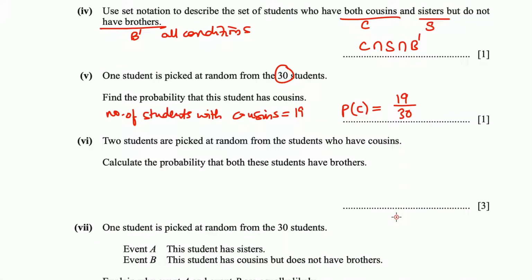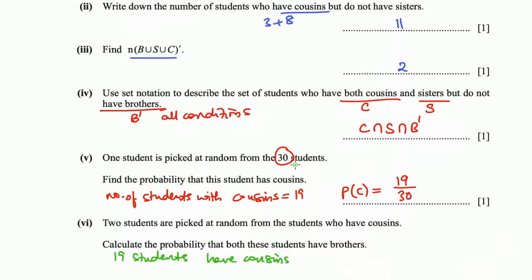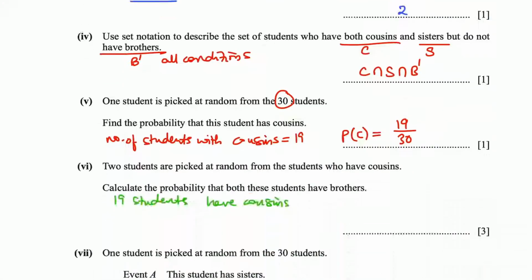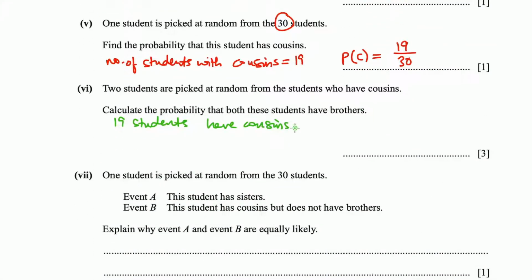Now, sixth question. Two students are picked at random from the students who have cousins. So 19 students have cousins. Calculate the probability that both the students have brothers. So they also should have brothers. That means it should be in the place where it is common to both B and C. So only these 4 students have brothers also. And so 19 students have cousins, and out of them 4 have brothers.